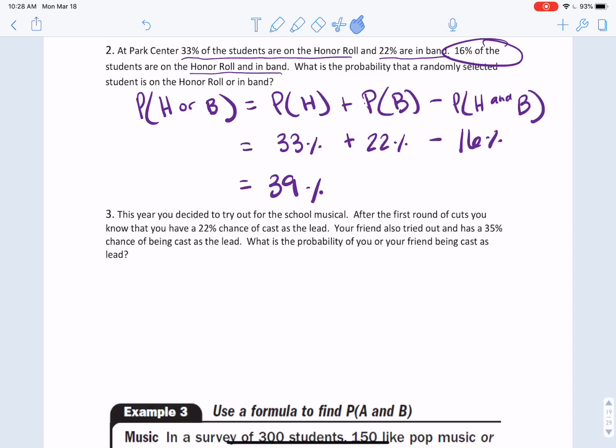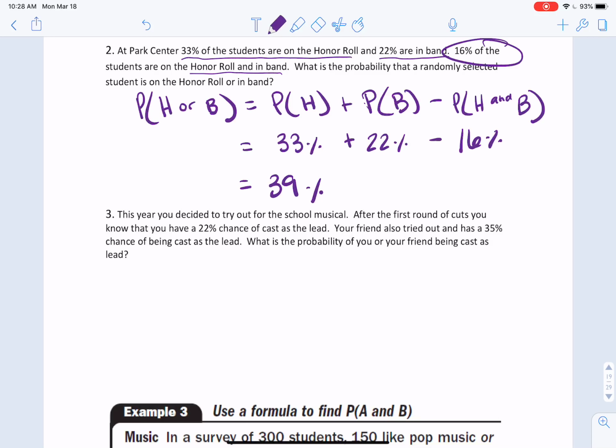All right, next one says, this year you decide to try out for the school musical. After the first round of cuts, you know that you have a 22% chance of being cast as the lead. Your friend also tried out and has a 35% chance of being cast as the lead. What is the probability of you or your friend being cast?